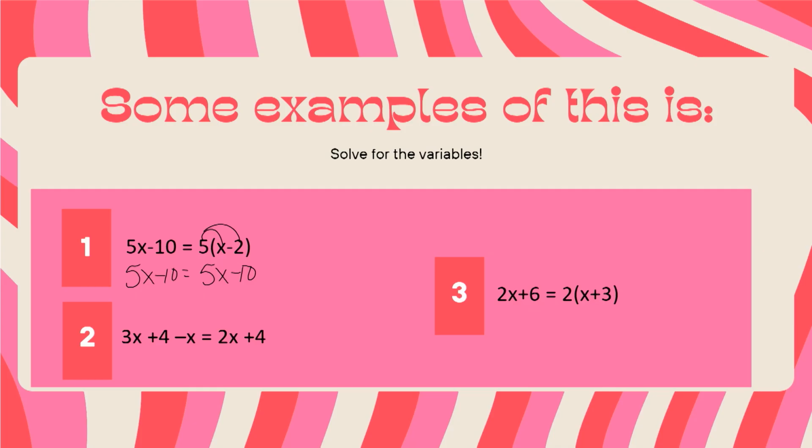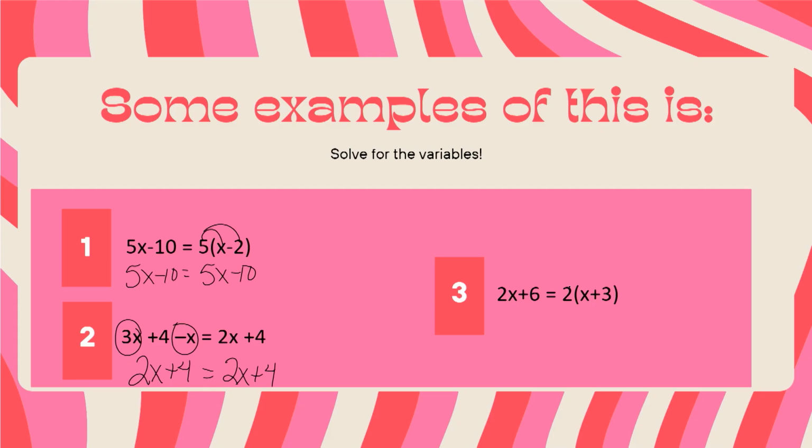I have 3x plus 4 minus x equals 2x plus 4. Well, obviously that's not right. But if I look on the left side, I need to put my like terms together. So 3x minus an x, I'm left with 2x plus 4 on the left, and wouldn't you know, 2x plus 4 on the right. So I do have that all real numbers situation. So let's look at number 3.